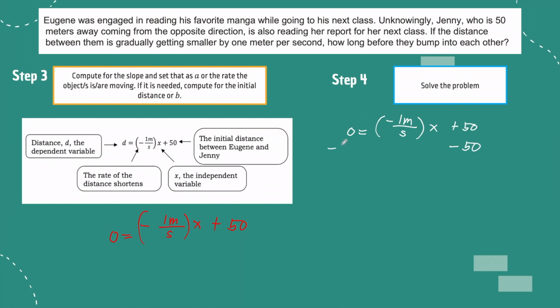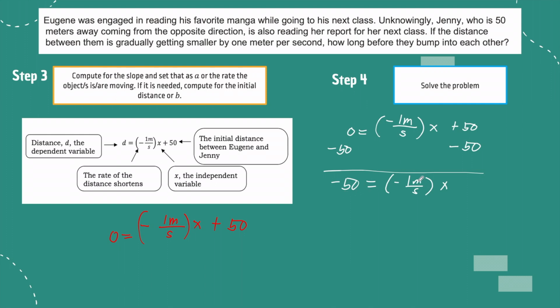Dapat dito magkaroon din ng negative 50, kasi kung ano yung nilagay mo sa right side of the equation, you should also do it on the left side or in any side of the equation. So, simplifying, you have negative 50 is equal to, just copy this, negative 1 meter per second times x. And then 50 minus 50 is just 0. Di ba ang goal natin is, kung ano yung numerical coefficient ni variable, yun yung pang-divide ng equation.